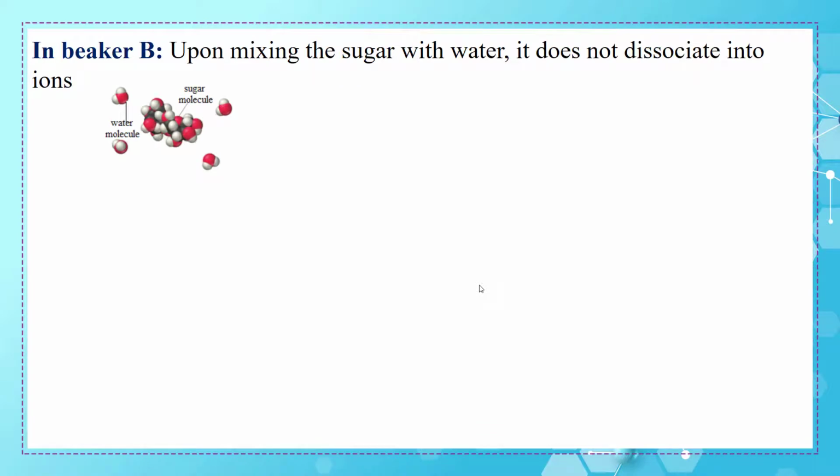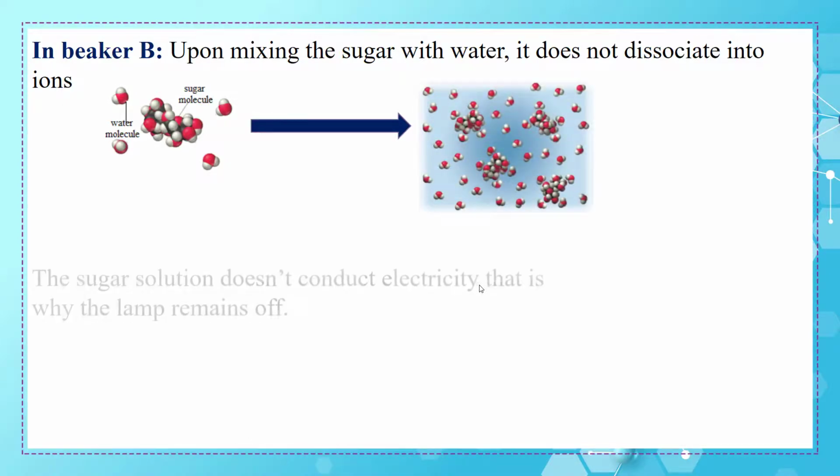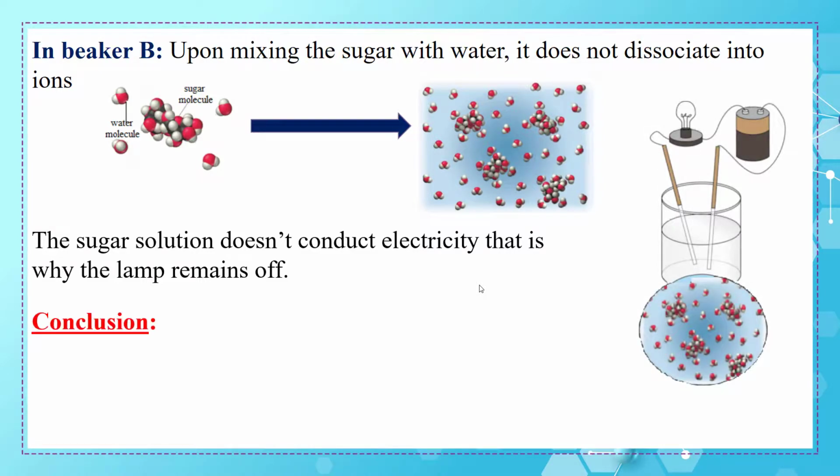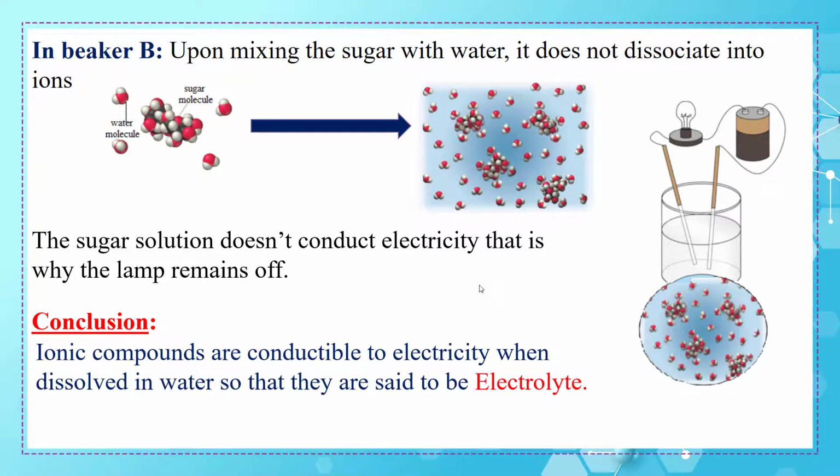What about beaker B? Upon mixing the sugar with water, it does not dissociate into ions. It remains as it is in the compound. So the sugar solution does not conduct electricity. That is why the lamp remains off. As a conclusion, we can conclude from this experiment that ionic compounds conduct electricity. They conduct the current when dissolved in water, so they are said to be electrolytes. A very important characteristic and property of the ionic compound. They are electrolytes. Don't forget this word, guys.